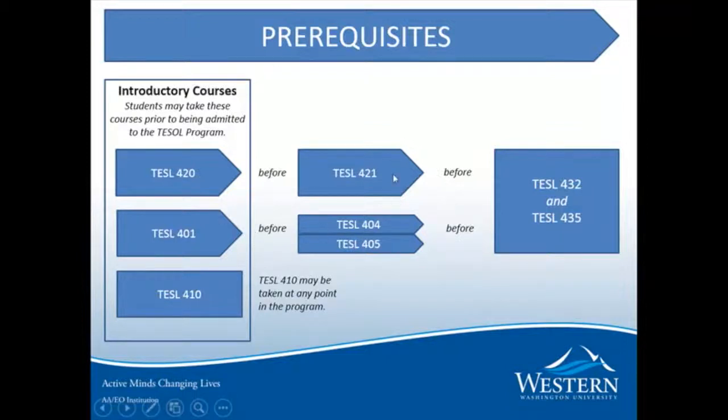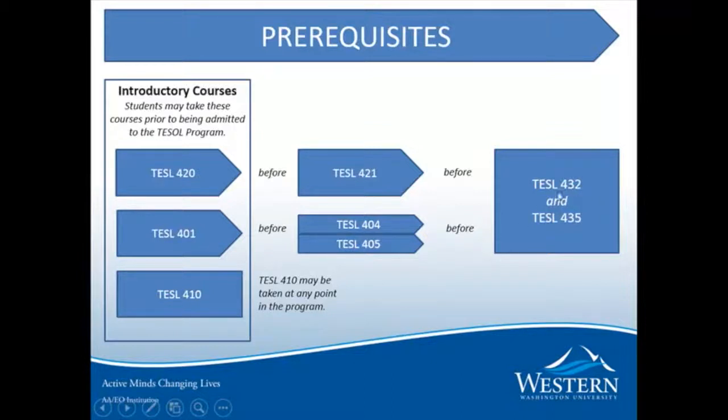This next set of courses in the middle are courses that have prerequisites. So in order to take the second methods course, working with intermediate and higher level students, you have to have completed Tesol 420. In order to take the grammar classes, Tesol 404 and 405, you have to have already taken the Introduction to Linguistics course. Again, Tesol 410 can be taken anytime.